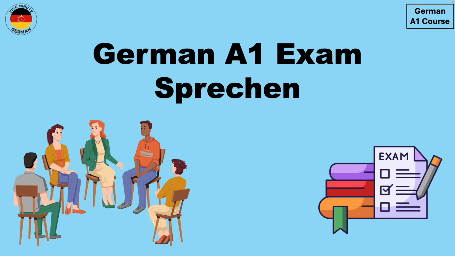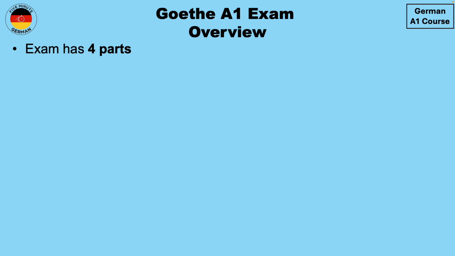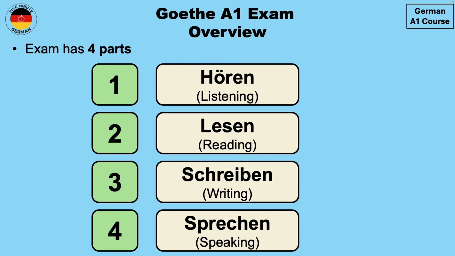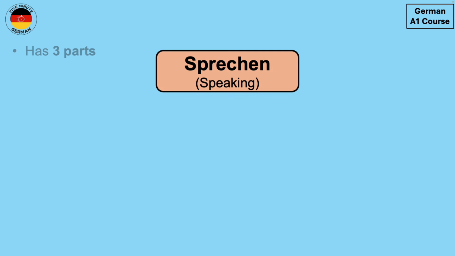So now let's not waste any time and let's get started. As you know, the Goethe German A1 exam has 4 parts. These are Hören, which is listening, Lesen, which is reading, Schreiben, which is writing, and Sprechen, which is speaking. The Sprechen or speaking part usually happens at the end of the exam, and this has 3 parts.